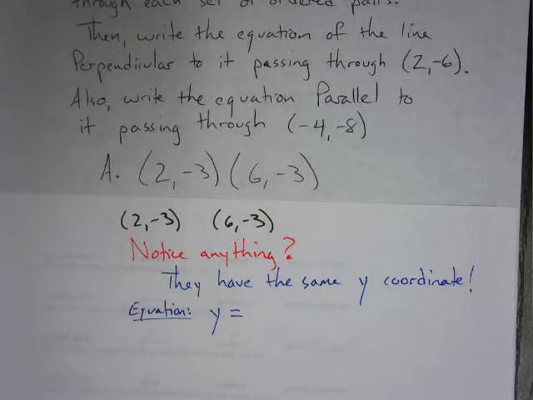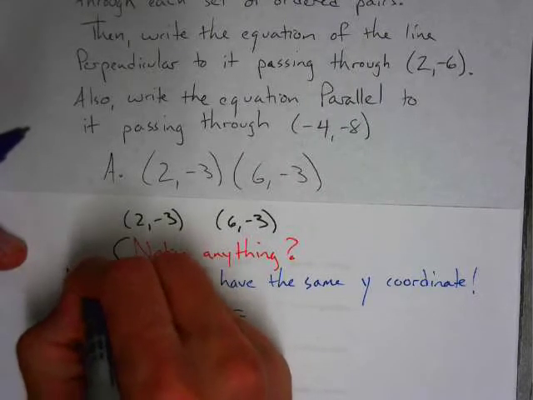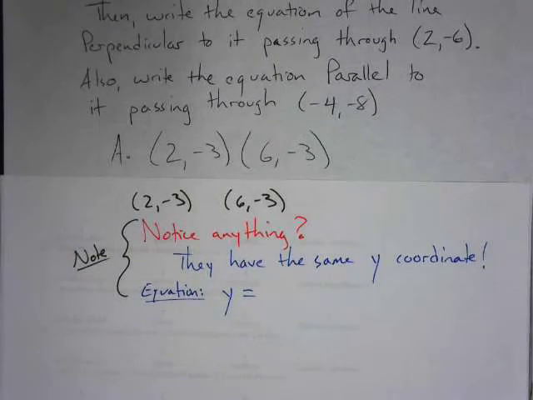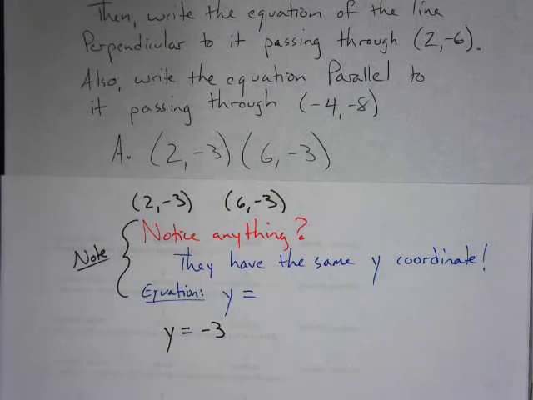So that's basically the note right here. This is the note. Notice anything? Yeah, if they have the same y coordinate, that means we have the equation y equals whatever that y coordinate is. In this case, y equals -3. The y coordinate is -3. So in this example, the equation is y equals -3.